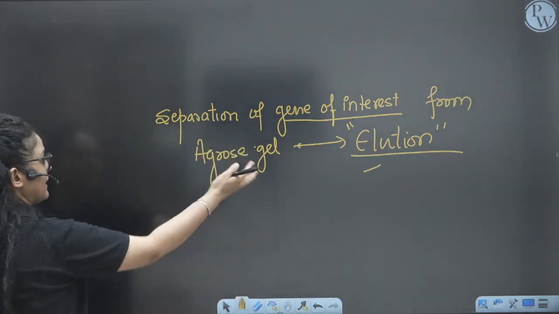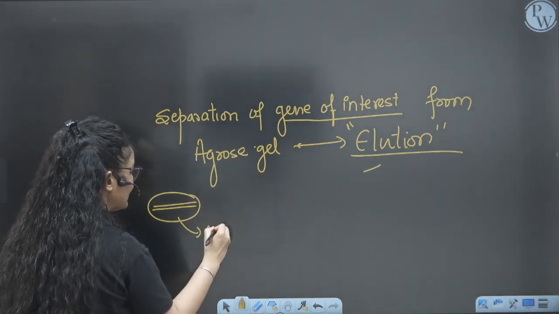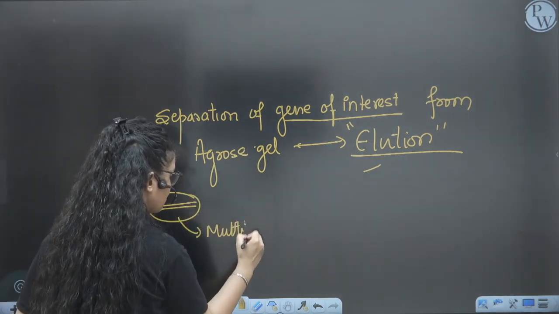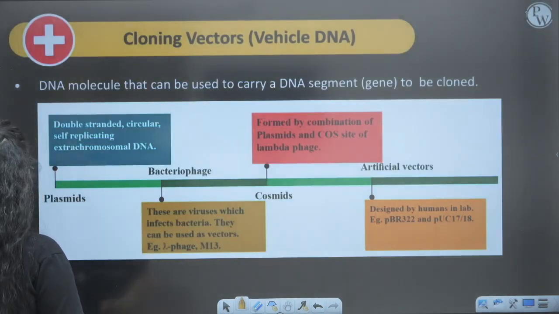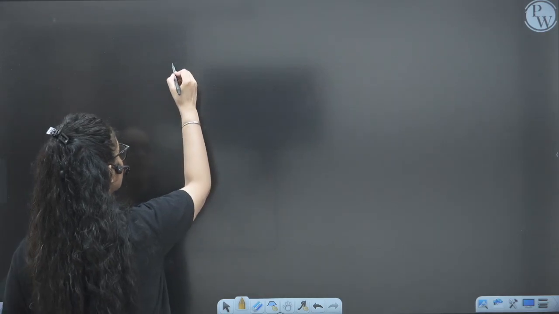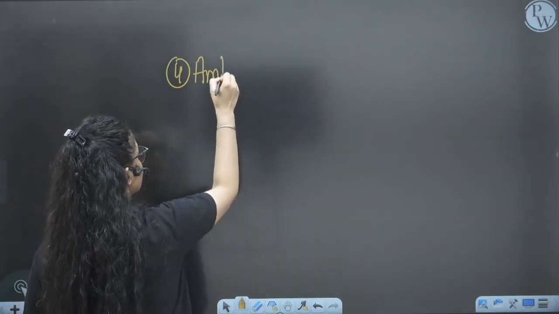Now, after we have separated our gene of interest, we will form multiple copies of it, right? We have to multiply it. We have to make 1,000 copies of it. So for that, we are using the fourth step, that is the amplification of gene of interest.